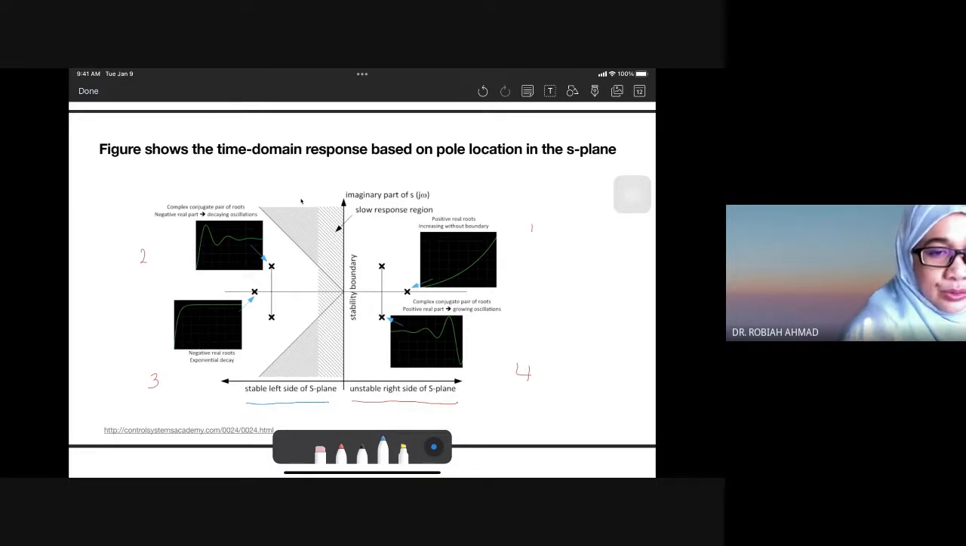Then number 2, when we have a complex conjugate pair. And then number 3, negative real roots, exponential decay. And finally, quadrant number 4, complex conjugate pair of roots with positive real parts, growing oscillations. Okay, this is the transient.